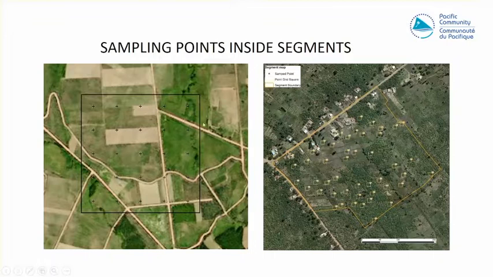And these are two types of examples. In the first one, we have the grid sample as our first stage. And in the second stage, we drop equidistant points for a second stage of selection. In the second example, the first stage is a physical segment. This is a defined physical boundary. And within that physical boundary, we are dropping a grid and selecting units from that grid.